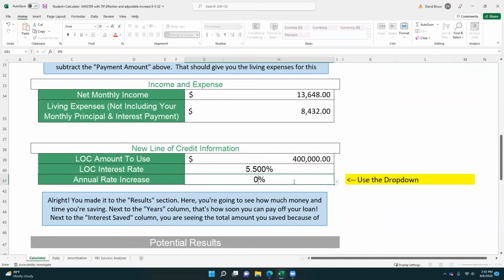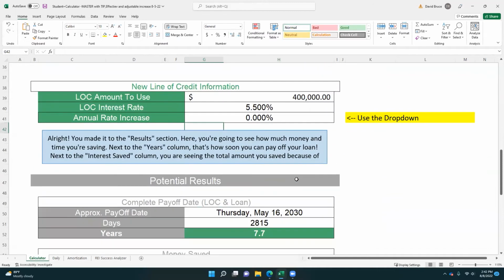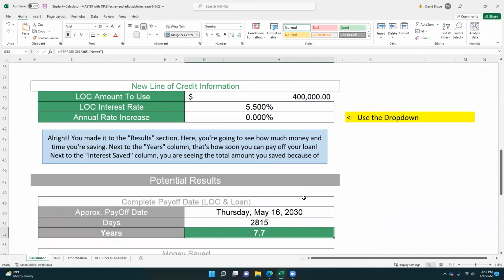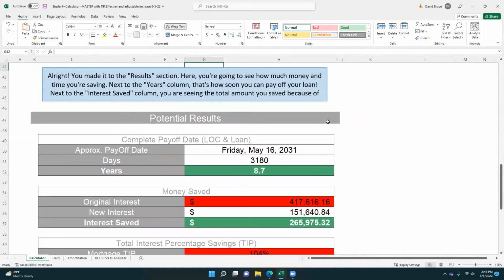So again, let's just look at the results real quick before I do that. 7.7 years at 5.5% with no rate increase. And if we have a 1% rate increase, that moves your payoff to 8.7 years. Now, remember, that increase is going to cost you a little bit more interest, and it is going to make your payoff a little longer. But we're comparing this to 30 years. So 8.7 years versus 30 years is still a major victory, because still look at the savings.